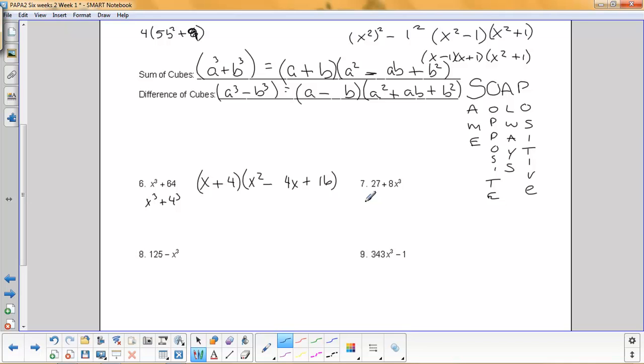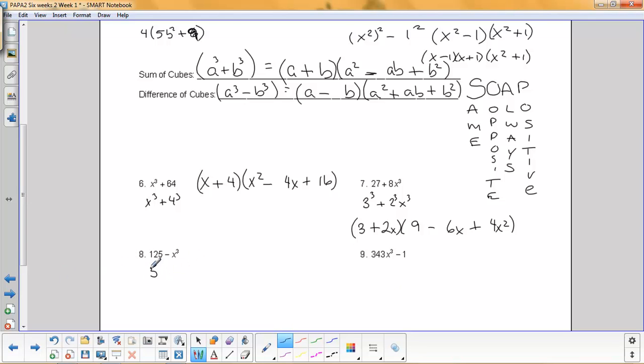Changing these into your perfect cubes, that's 3 to the third power plus 2 to the third power times x to the third power. You can rewrite that as 2x quantity to the third power. So you get 3 and 2x, 9, 3 times 2 is 6, 6x, and 4x squared. Same, opposite, always positive.